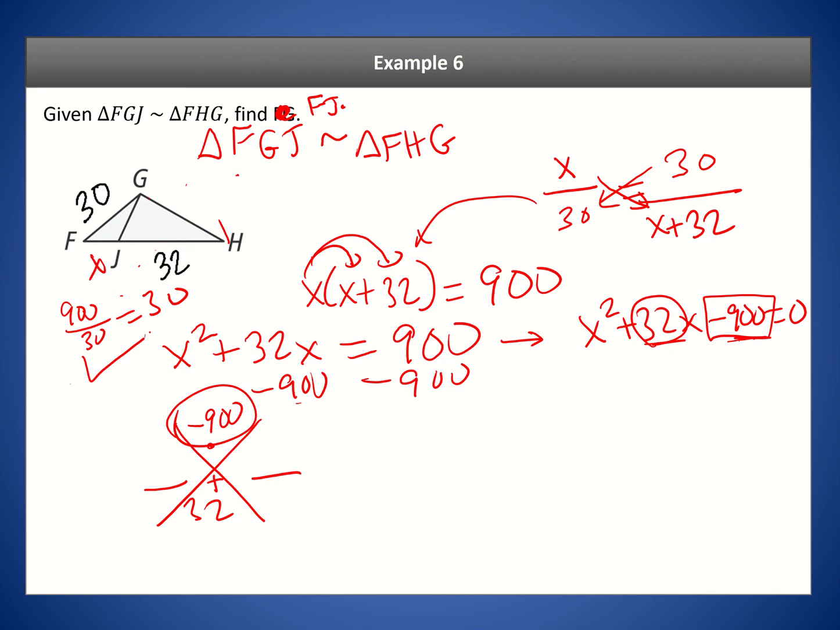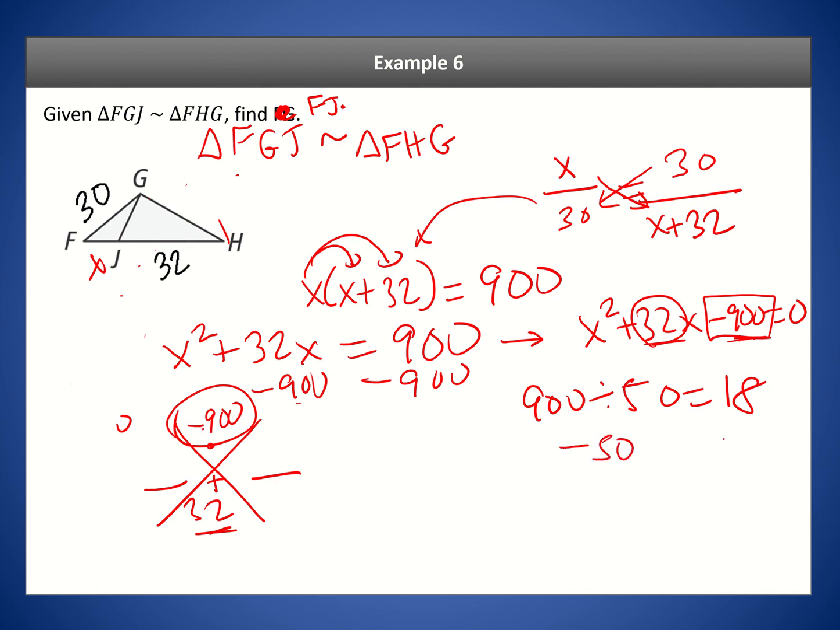And we know that 30 plus 30 is 60. So in this case, you can't get two numbers that work out for that. So you're going to have to come up with two numbers that multiply to 900 that add up to 32. I would suggest doing this on the calculator, getting some numbers. Another example could be 900 divided by 50 is 18. And so we know that it has to be negative 900.